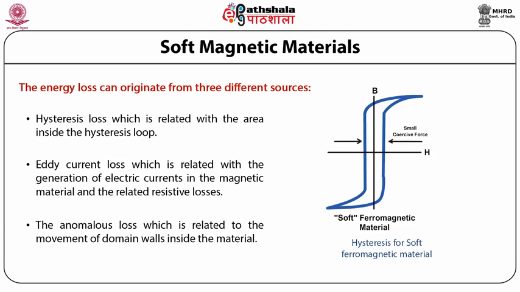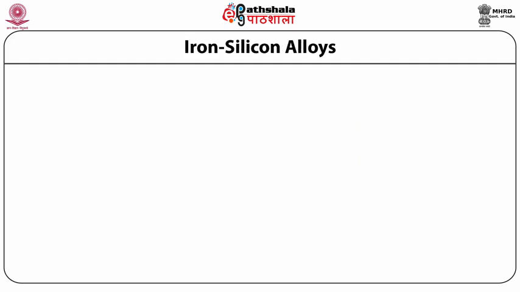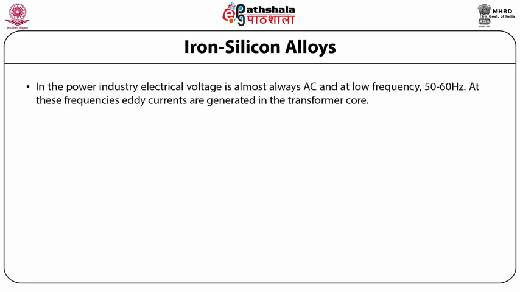As we have seen in figure 1, the hysteresis for soft ferromagnetic material, the coercive field is very small. As a result, the magnetization can easily switch from one direction to the other direction with an application of a small field. Iron silicon alloys. These alloys are used for transformer cores and are known as electrical steels. In the power industry, electrical voltage is almost always AC and at low frequency, 50 to 60 Hz. At these frequencies, eddy currents are generated in the transformer core.